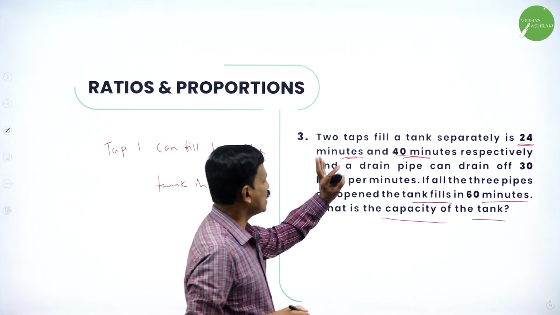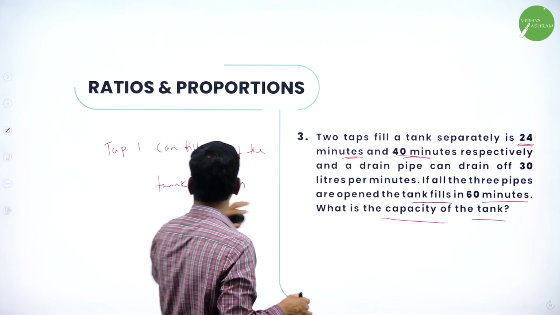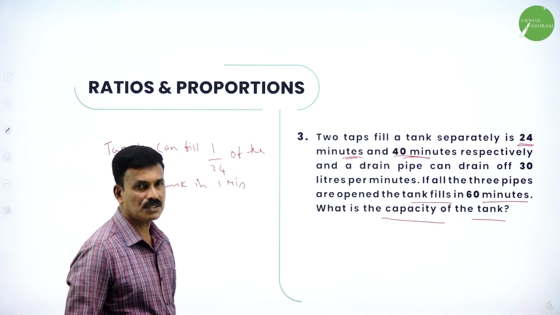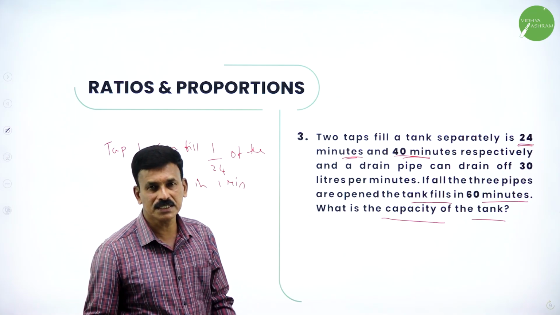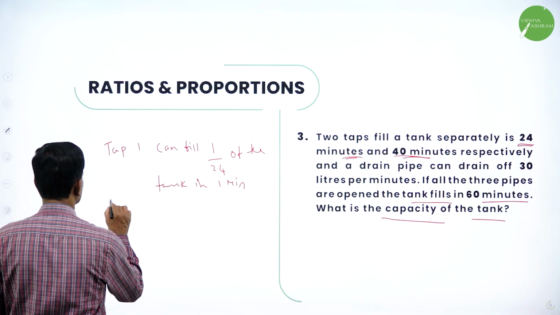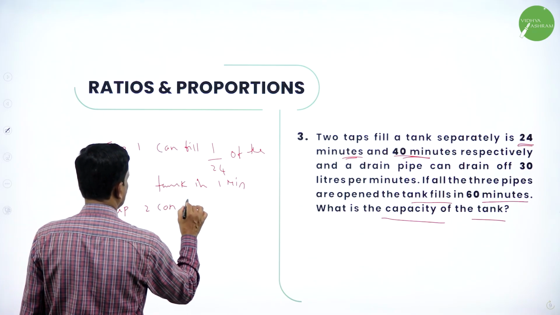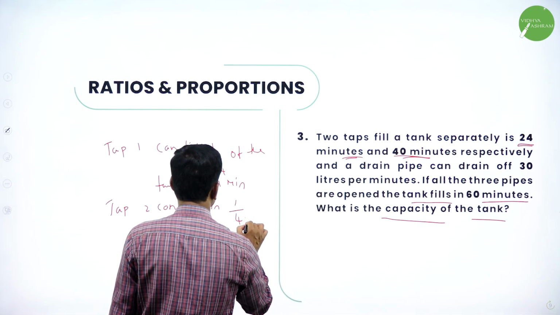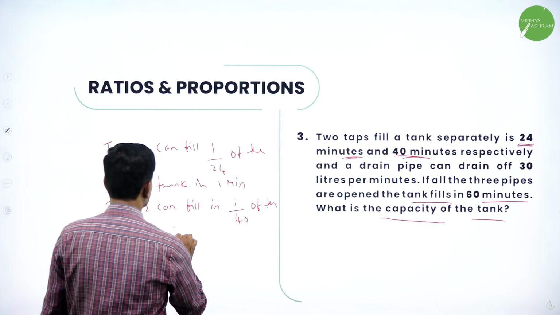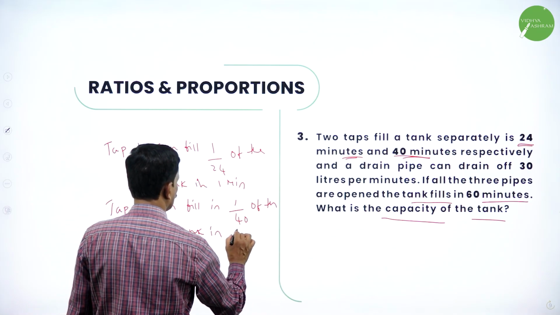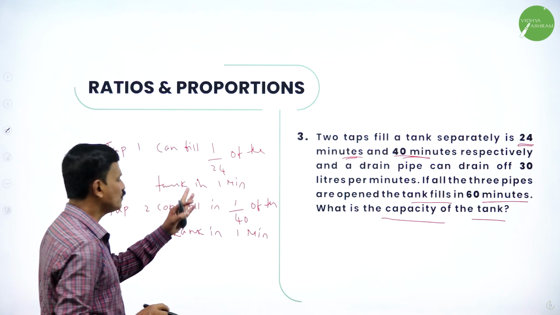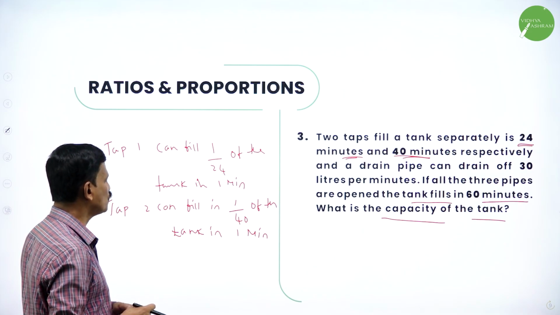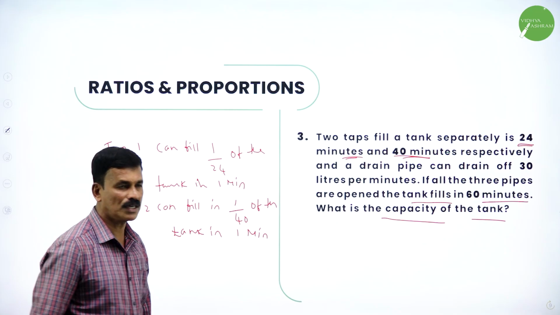So tap 1 can fill 1/24 of the tank in 1 minute, right? Similarly, find out for the second tap. Tap 2 can fill the tank in 40 minutes, means 1/40 of the tank in 1 minute. So tap 1 can fill 1/24 of the tank, whereas tap 2 can fill 1/40 of the tank in 1 minute, right?